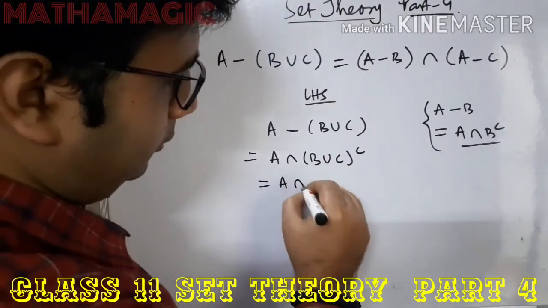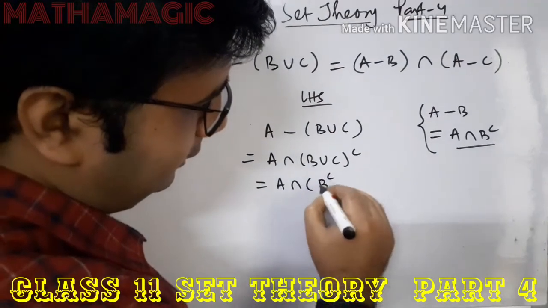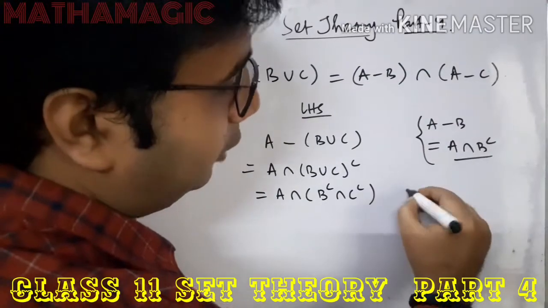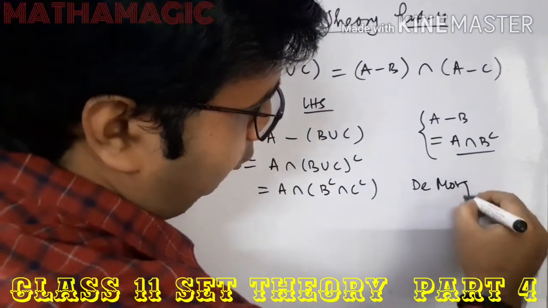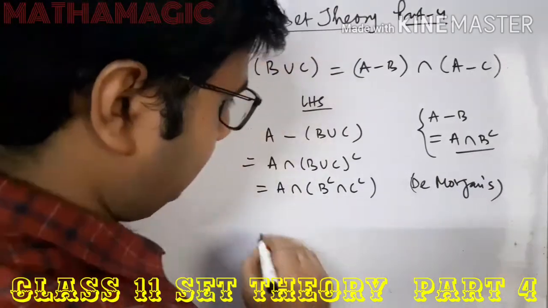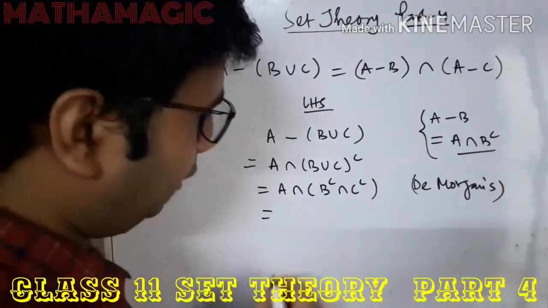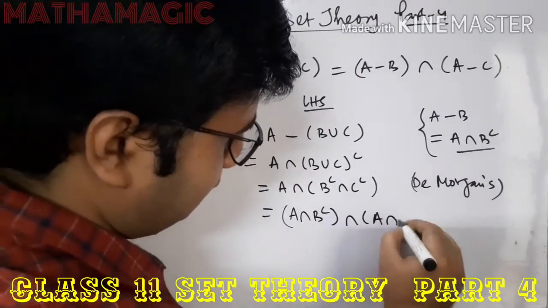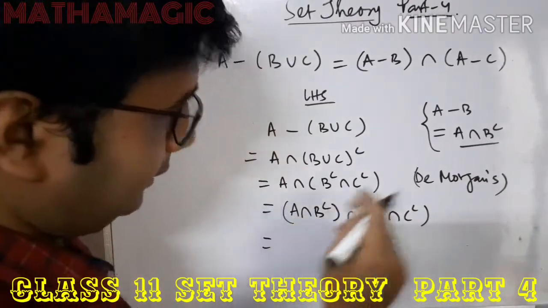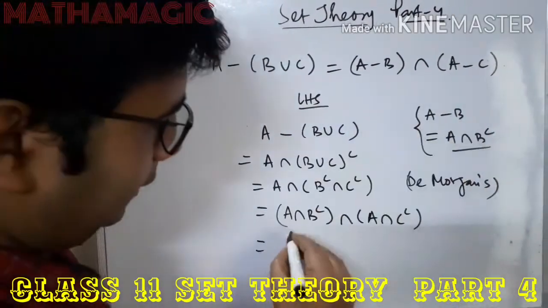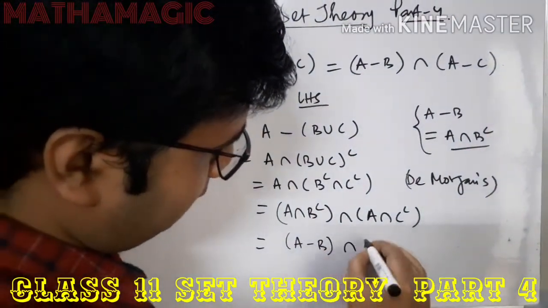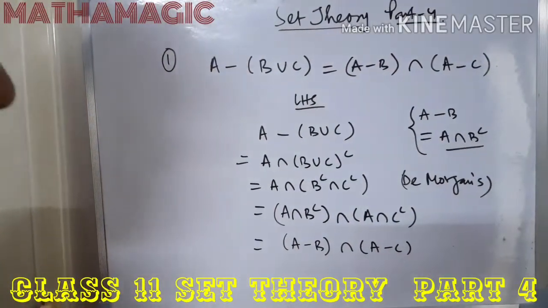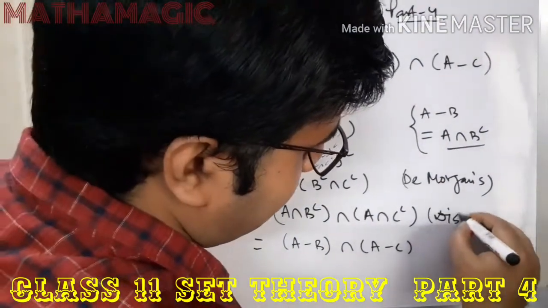Now that means B complement intersection C complement, because that comes here by De Morgan's theorem. So now by the distributive law we have (A intersection B complement) intersection (A intersection C complement). Now what does it mean? If we apply the same formula here, it will become A minus B intersection A minus C. Hence the proof is done. So here we have to write that we are using the distributive law.